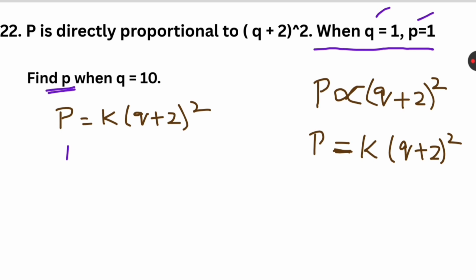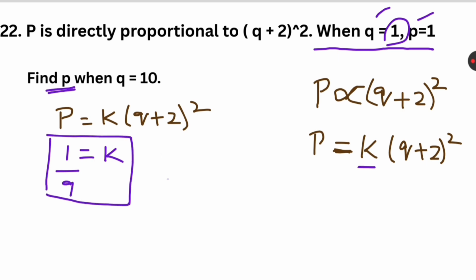So what is the p1? That is equal to k times, what is q? Q also 1. 1 plus 2, which is 3. 3 power 2 is nothing but 9. We need to find k. So that's why to get rid of this 9, we need to divide both sides by 9. K value is 1 over 9.